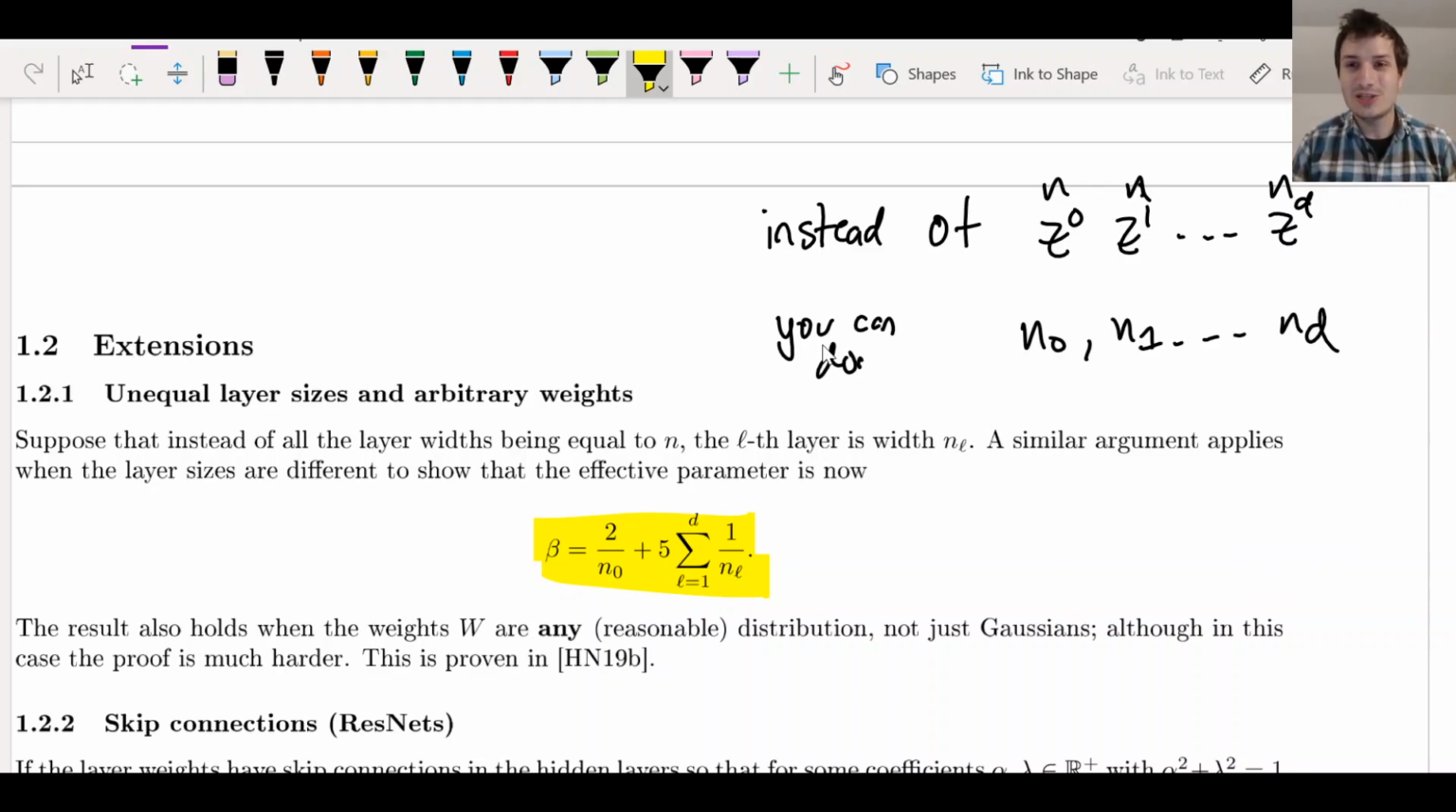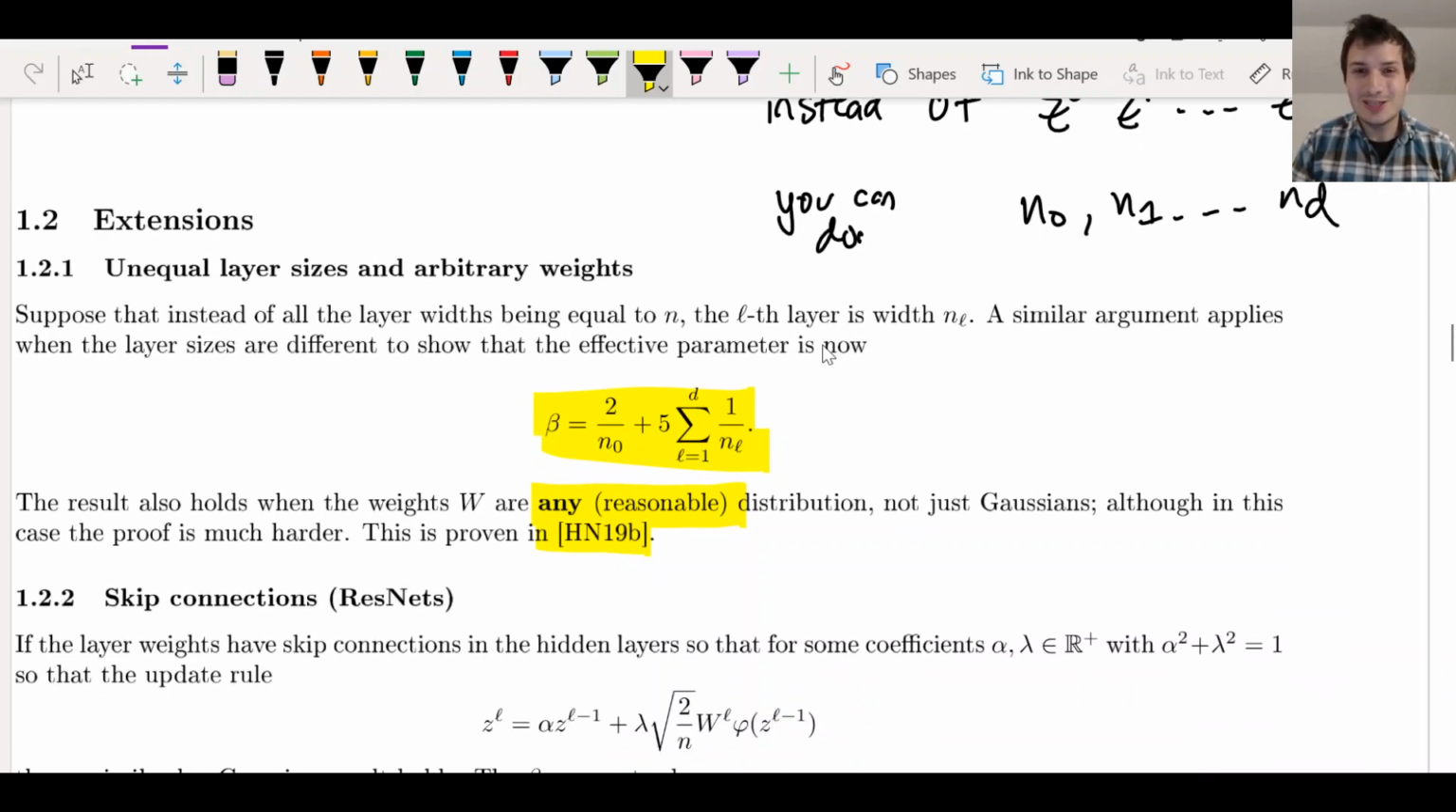The other interesting thing you can do is ask what happens if I do it with something other than Gaussian weights. What if I start with independent Bernoulli weights, like 1s and minus 1s in my network? The same kind of result will hold for any reasonable distribution, so nothing too crazy; everything needs to have finite mean and variance and that kind of thing. And the proof in that case is much harder, so it's kind of a universality proof. But you can check out this proof if you like in a paper I did with Boris Hanin. So this is exciting work about universality of this depth and width limit.